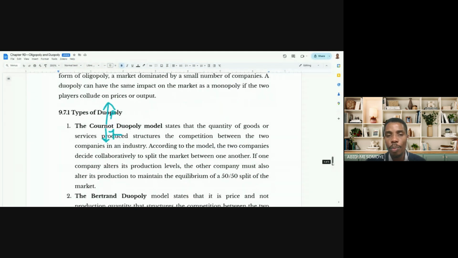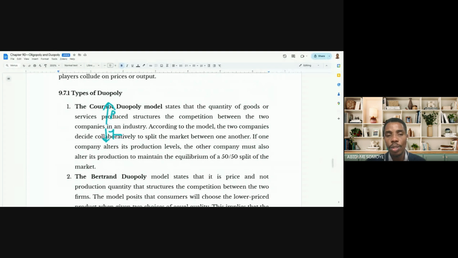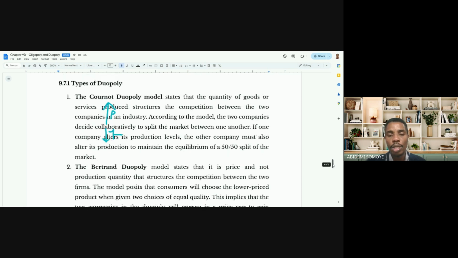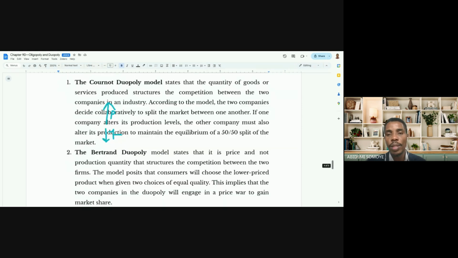We have the Cournot duopoly. It states that the quantity of goods or services produced structures the competition between the two companies in an industry. According to the model, the two companies decide collaboratively to split the market between one another. If one company alters its production levels, the other company must also alter its production to maintain the equilibrium of a 50-50 split of the market.